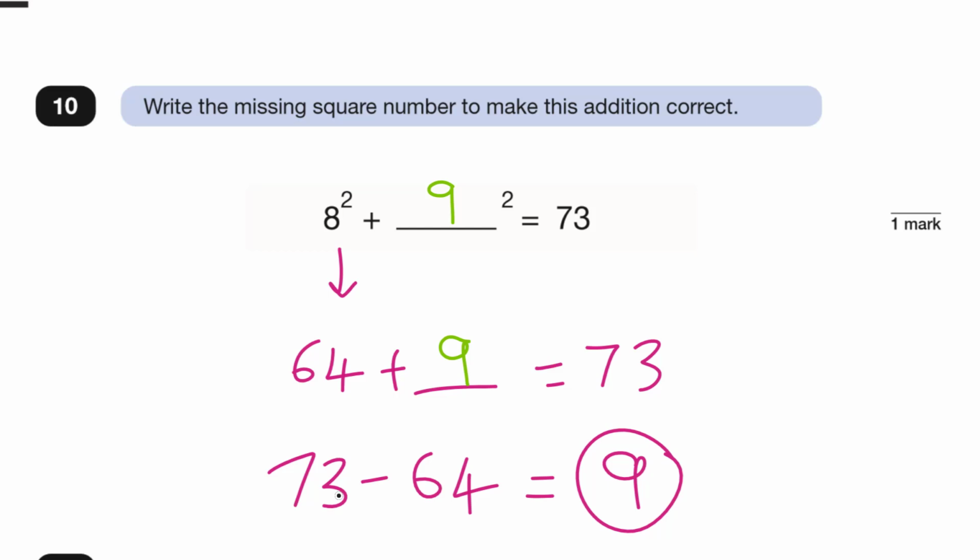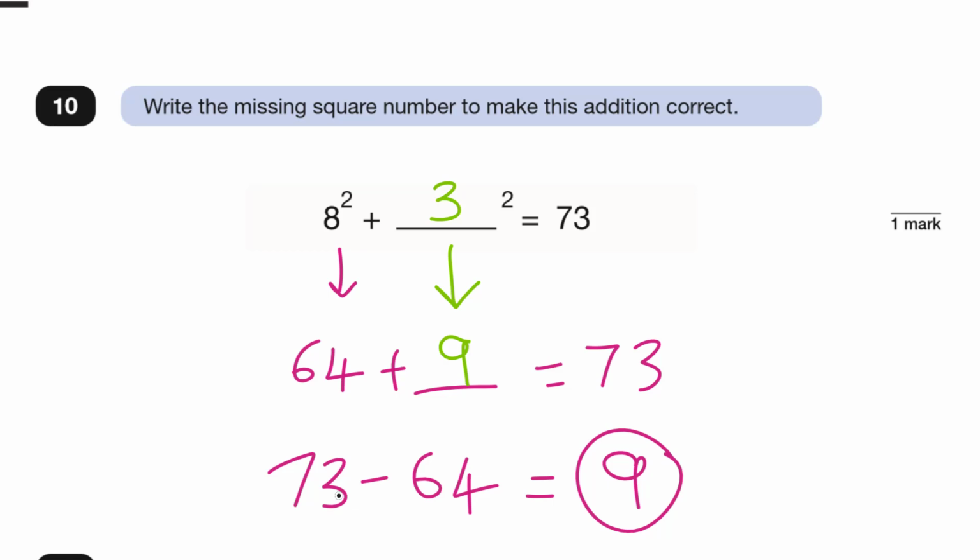So although the missing value is 9, that's the missing square number, what we need to actually write is the number that's going to square to produce the square number 9. So what we need to write in here is 3, okay, because 3 squared makes that 9. Okay, we need 64 plus 9 equals 73. 64 is a square number, 9 is a square number. So it's not actually the square number that we're writing in, it's the number that is going to square to produce that number. So that's why this caused a bit of controversy.